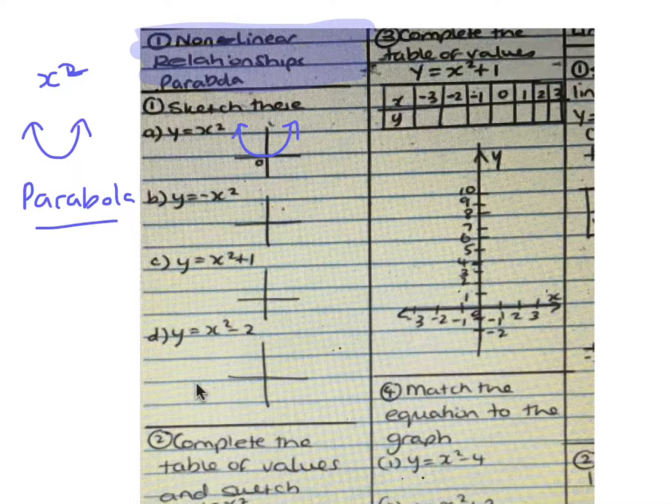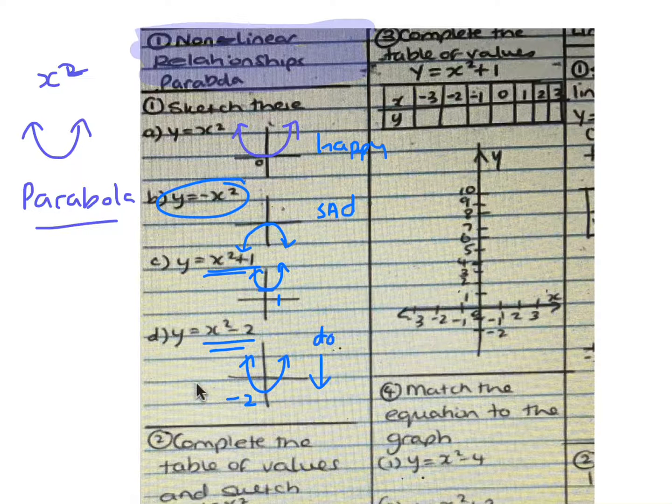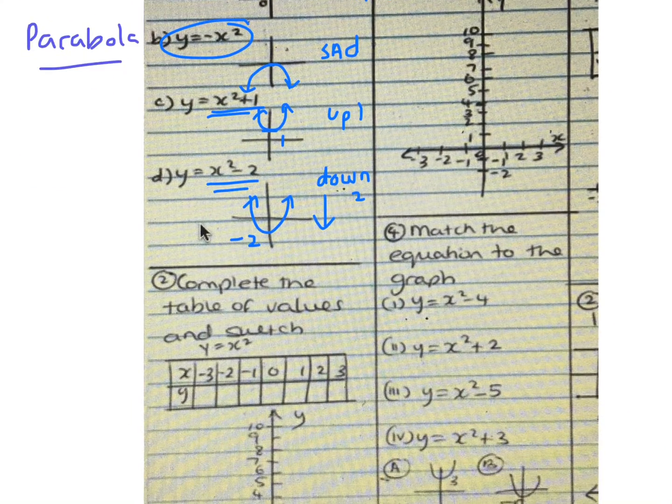Okay. This one here, when you've got a negative there, that would be like your sad face. This one's the happy one going up. This one, y equals x squared plus 1, means you go up 1. So it looks like that. x squared minus 2 goes down 2. So it means you go down 2.